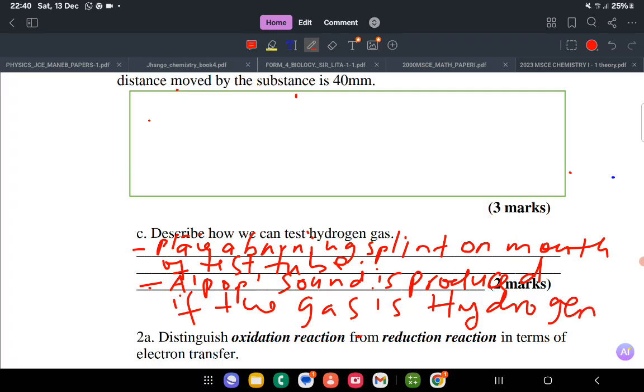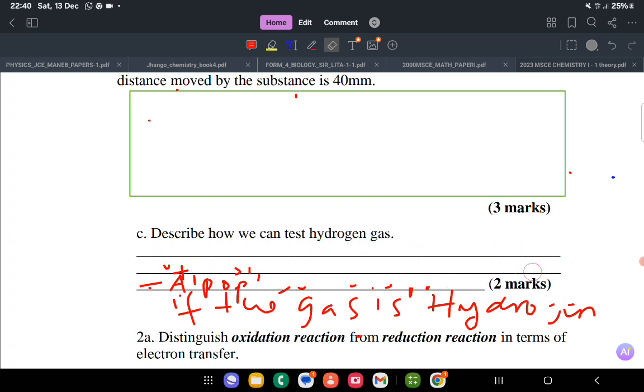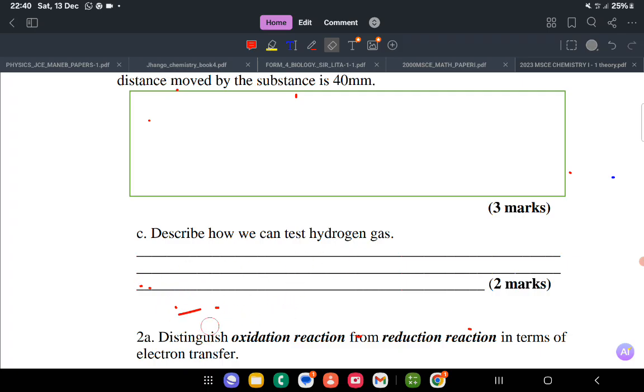It is 2 marks. Make sure you mention both parts. Each part is 1 mark, which gives us 2 marks. Please pay attention to the number of marks. I always like to say that because the number of marks indicates how many points you need to write down.